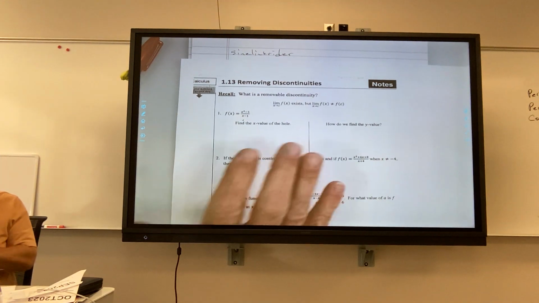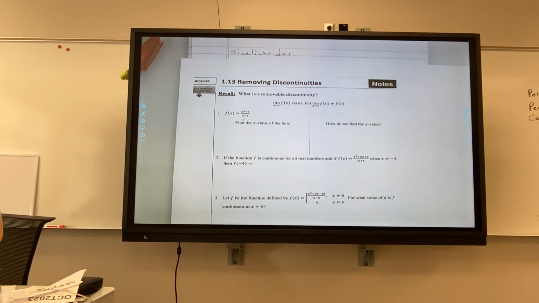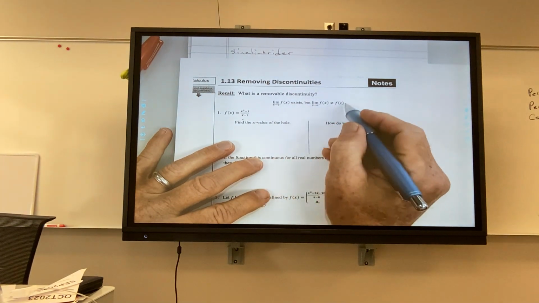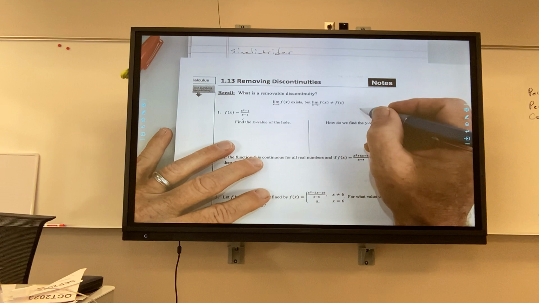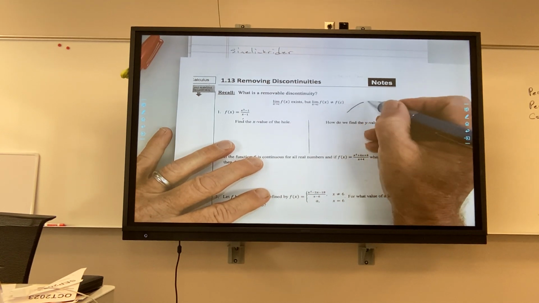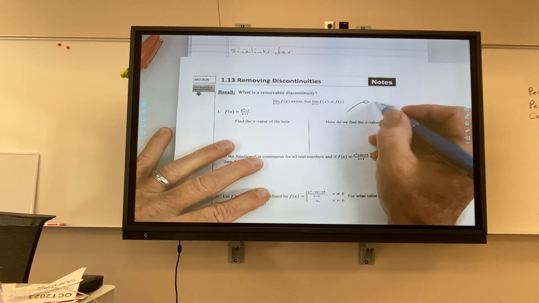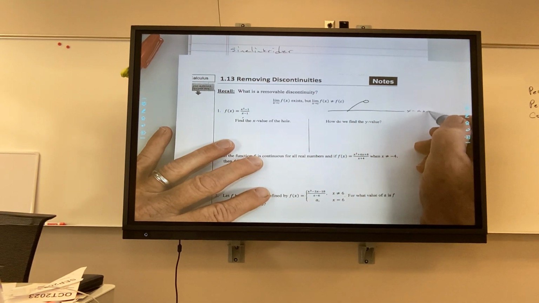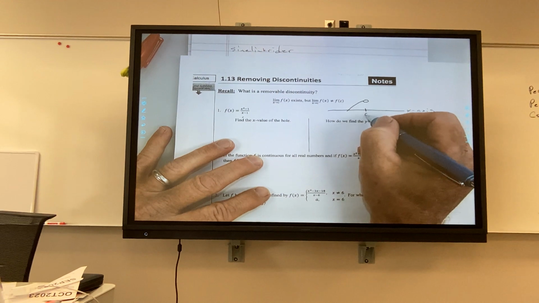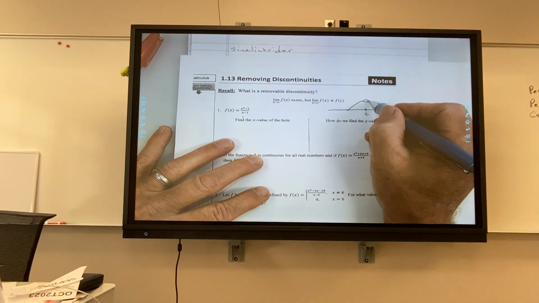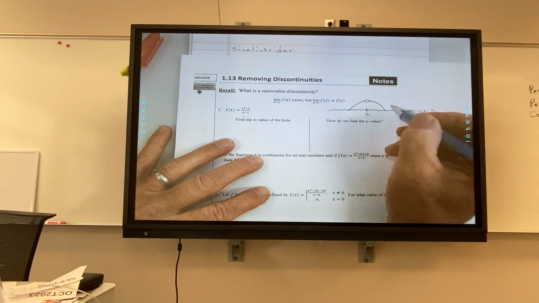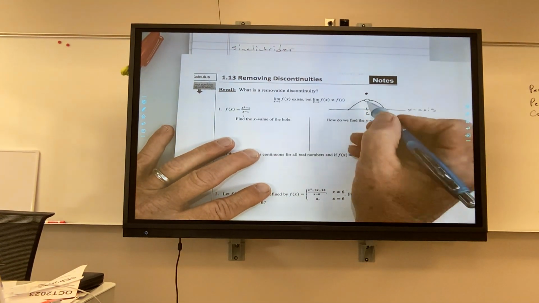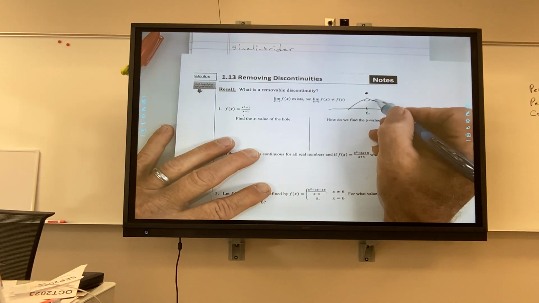Those are going to be the ones where there are holes. So the limit exists, but that limit does not equal f of c. So the graph would look something like this. Here's a hole. Here's the x-axis. Here's c. And maybe it's empty, or maybe it's up here. But right here is going to be where the limit is.